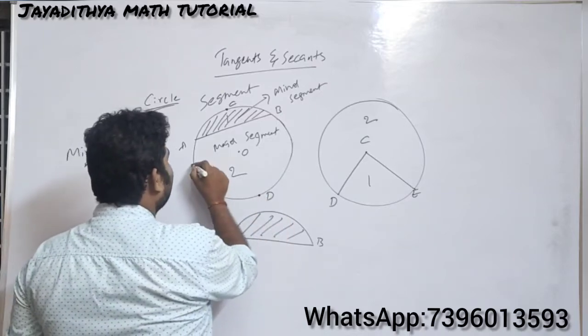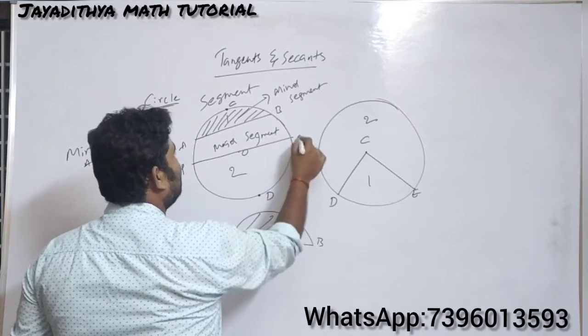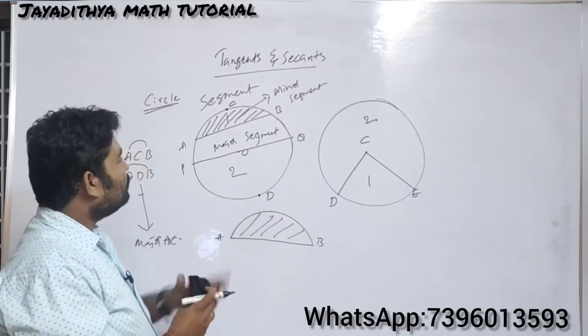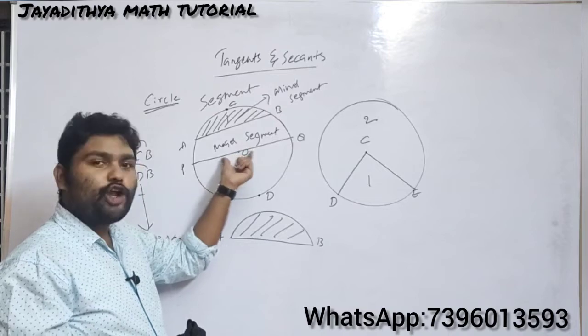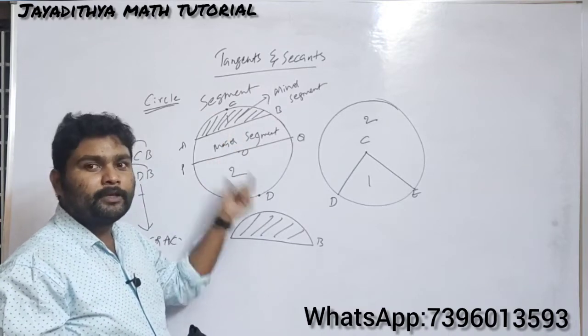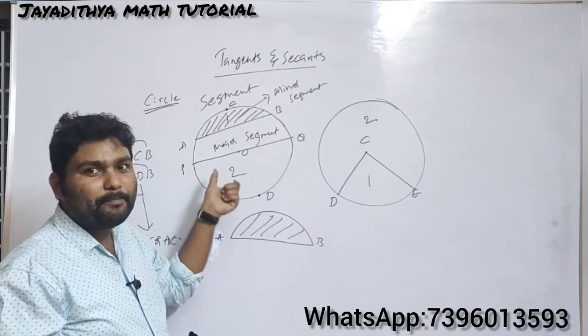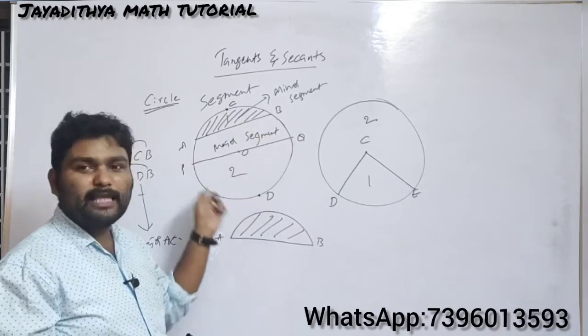For example, if we take a chord like this, let us take P and Q, which is passing through the center. So this is also a chord and it is passing through the center, so we call it a diameter. Diameter also divides the circle into two parts. Both are segments, but both will be of the same size. Why? Because this is the half part and this is the other half part.